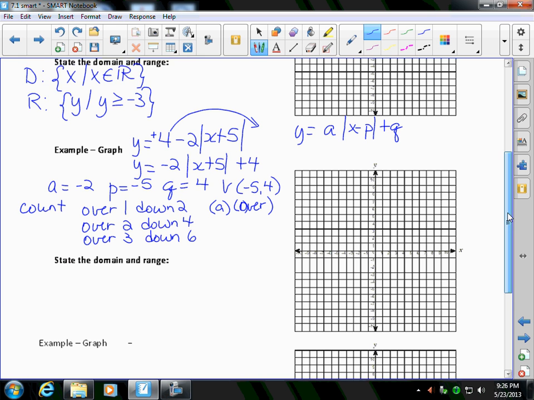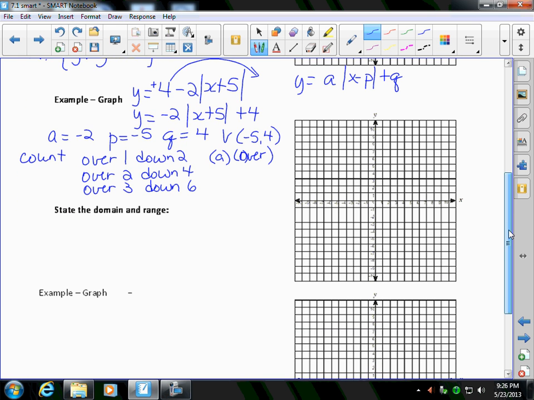Okay, so now I can plot this. My vertex was at negative 5, 4. I can't read my numbers here. 1, 2, 3, 4. Negative 5. So it's right there. And then I do my counts. Over 1, down 2, over 1, down 2, over 2, down 4, over 2, down 4, and then over 3, down 6.